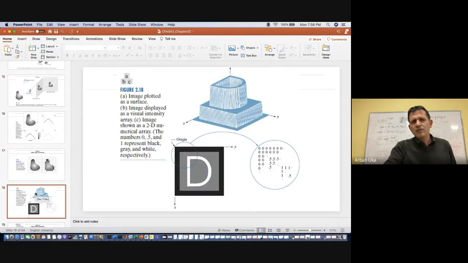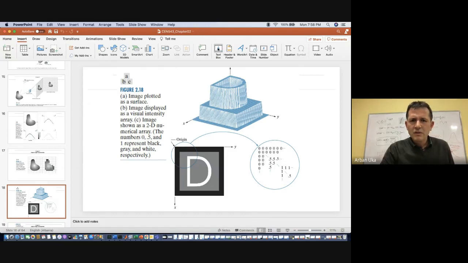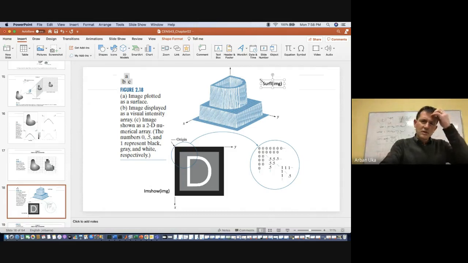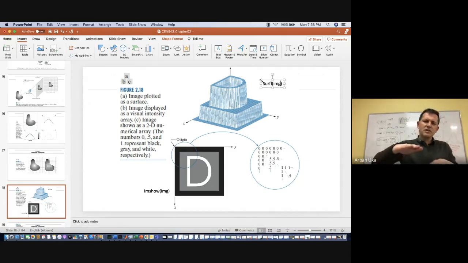This is an example of how a letter D, which is shown here, can be plotted, in this case using imshow in MATLAB. This could be of an image. And this can be plotted using surf of the image, which shows the three-dimensional structure, where we can say that if the intensity is higher, we see it higher in the y-axis.